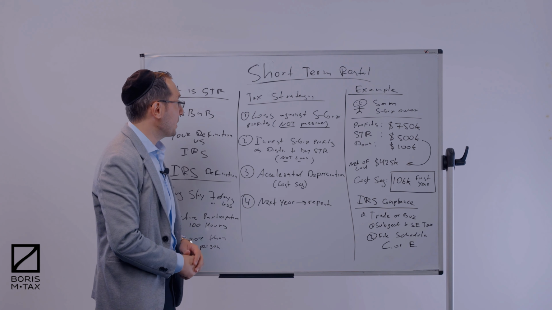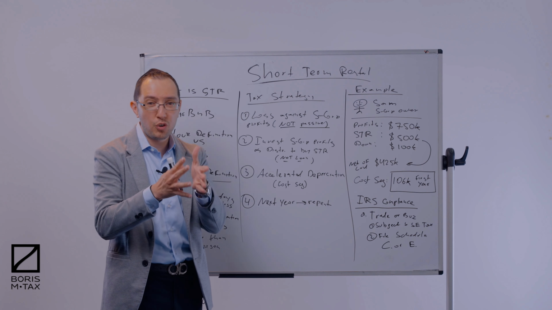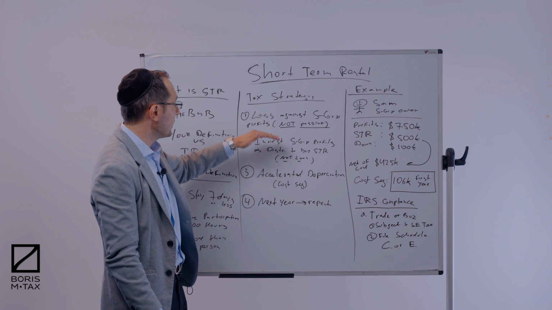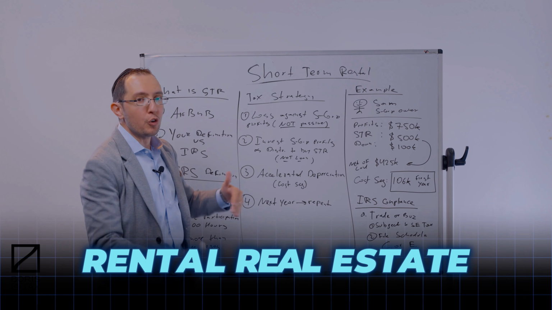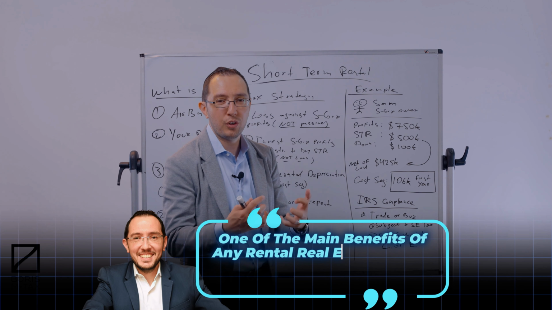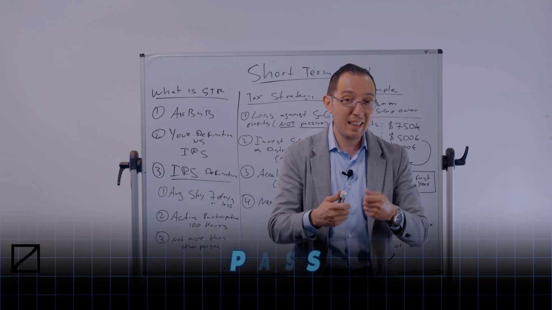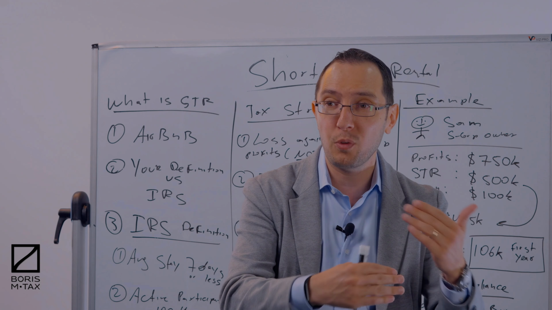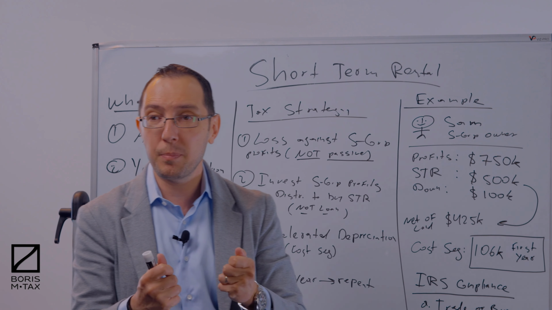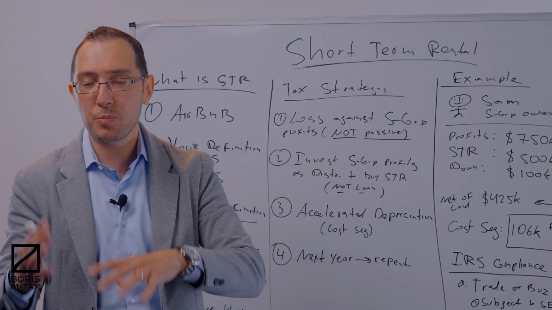All right, perfect. Welcome back. Let's talk about tax strategy. Now, why is short-term rental such a great tax strategy for you? Well, number one, rental real estate, any rental real estate, one of the main benefits of any rental real estate is that it can produce losses due to depreciation. That is called a paper loss. You may be cash flow positive, but that's going to be a paper loss. That loss can be deducted against your business profits.